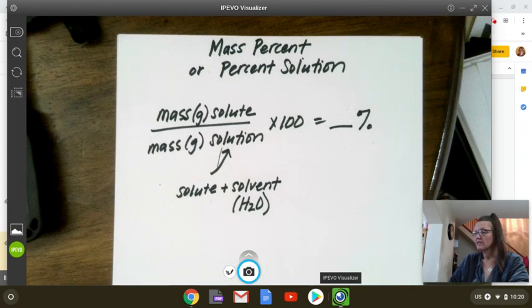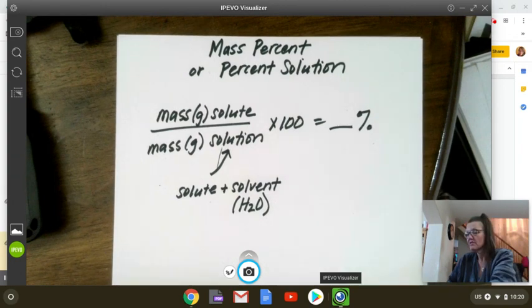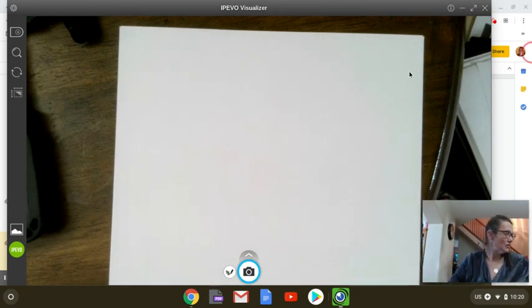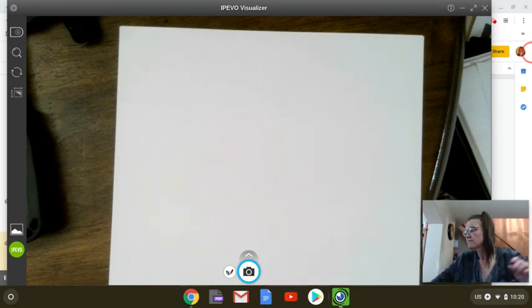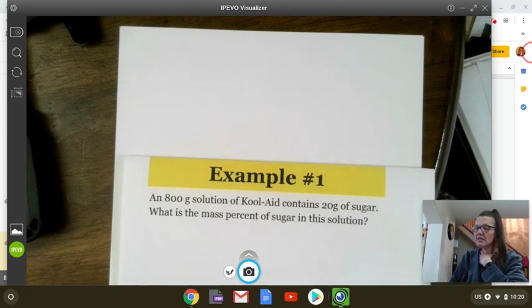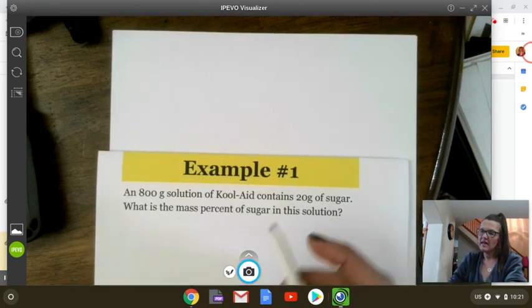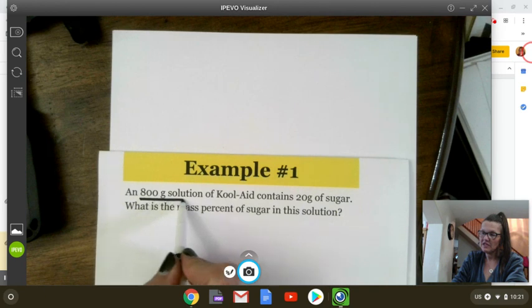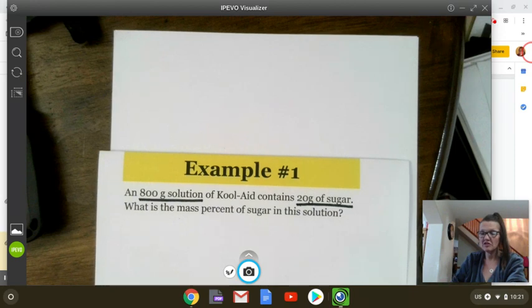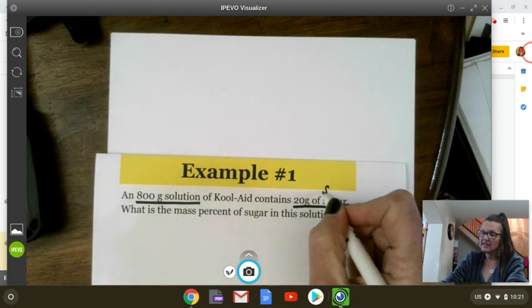Okay? So again, let's check out a couple of examples here. You'll want to use that same worksheet, but look at the second page that is titled Percent Solutions. And let's check out example number 1. An 800-gram solution of Kool-Aid contains 20 grams of sugar. What is the mass percent of the sugar in this solution? So I want to identify some things. First of all, we have 800 grams of solution, right? And then 20 grams of sugar. And what part of a solution is the sugar? That would be the solute.